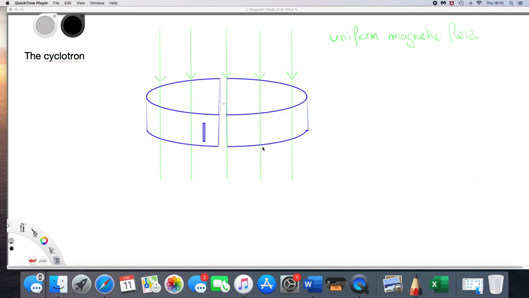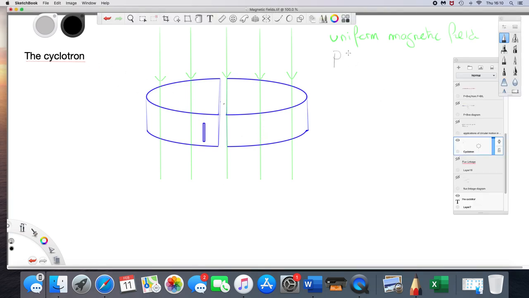Having looked at the fact that we have circular motion in a magnetic field when we have a charge moving through it, let's look at one of the applications of the circular motion. This is a cyclotron, which is a particle accelerator. And you'll get about 10 MeV protons with a cyclotron.